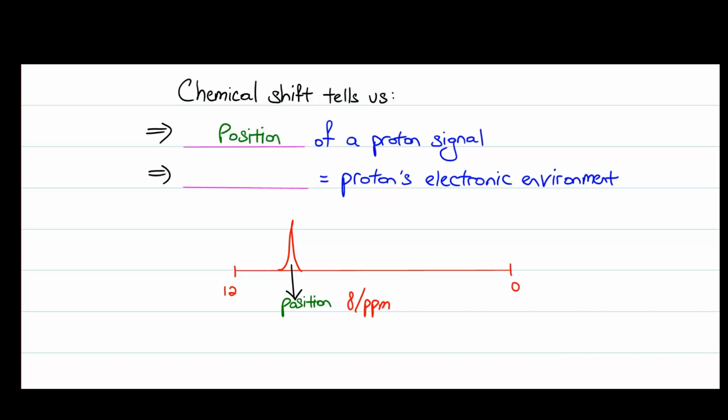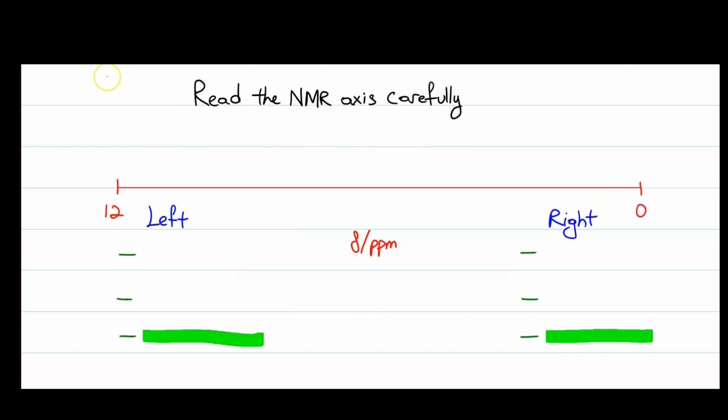It tells us something about the proton's environment, especially how much electron density there is around that proton. So when you look at a proton NMR peak, you are not just seeing a line on the graph. You are seeing information about the electronic environment of that hydrogen. This is the part that many students mix up.